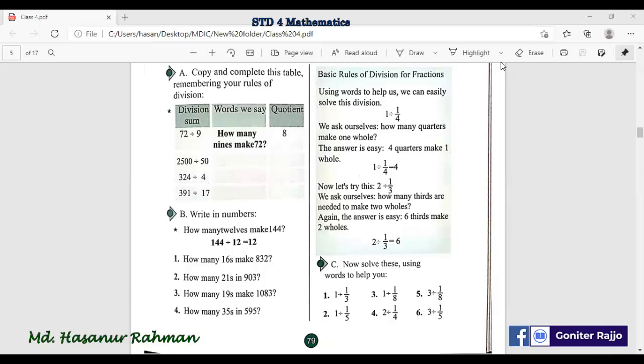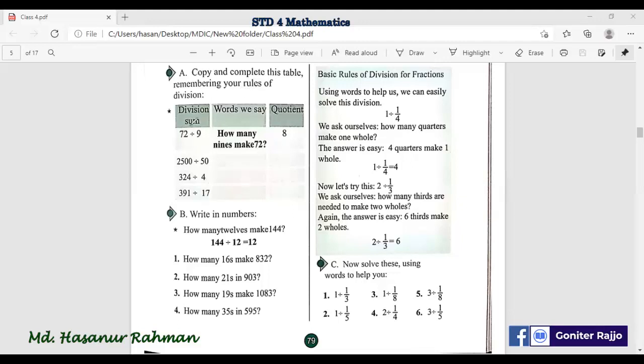Then this class will help you a lot. Today we will try to solve page 79. So at first, number A. Look at number A. Copy and complete this table, remembering your rules of division.